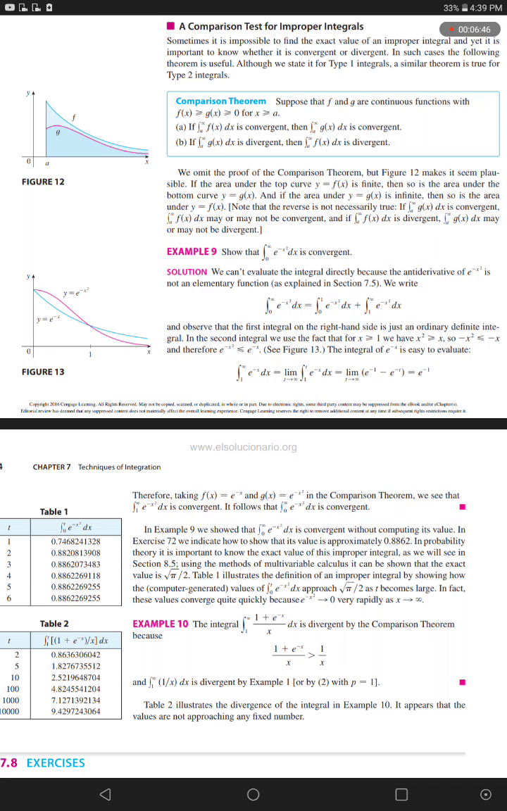Example 9: show that the integral from 0 to infinity of e to the power negative x squared dx is convergent. Sidebar figure 13. Here's the graph of y equals e to the power negative x squared and y equals e to the power negative x.